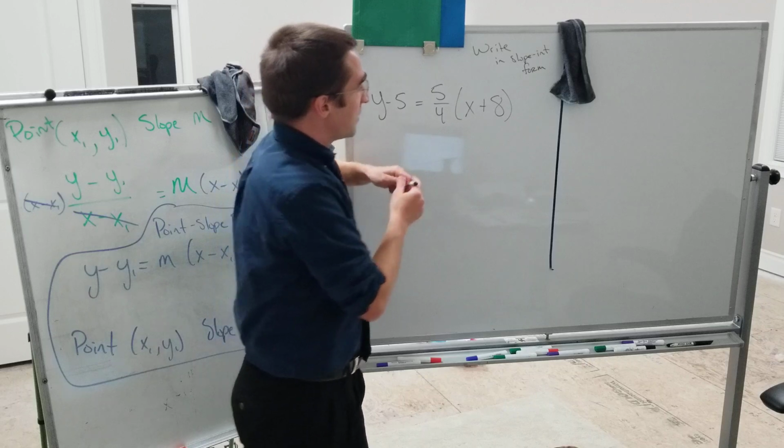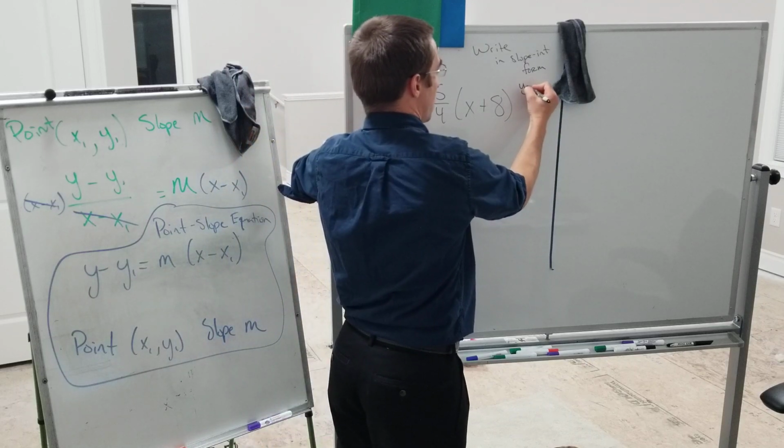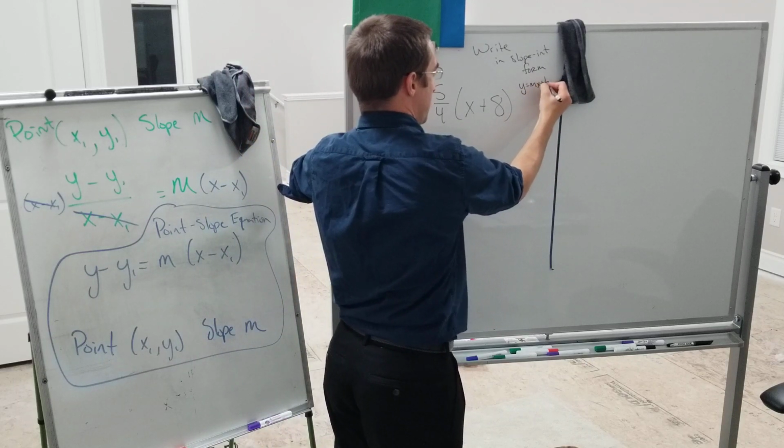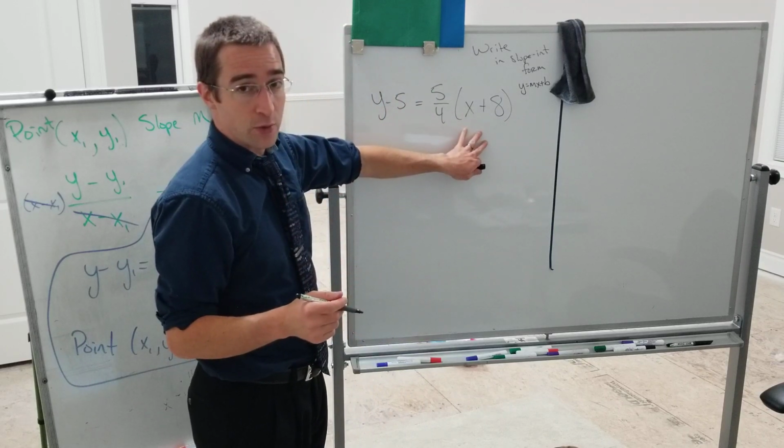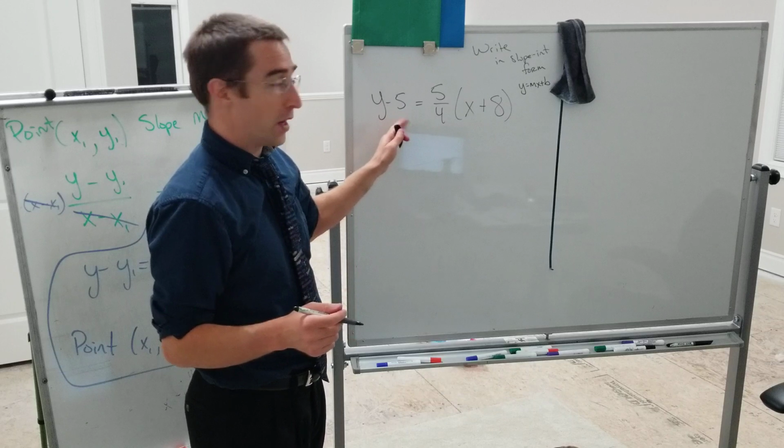So we want slope-intercept form. The slope-intercept form is y equals mx plus b. To get there, we're going to simplify the right side of the equation, and then we're going to isolate the y on the left.